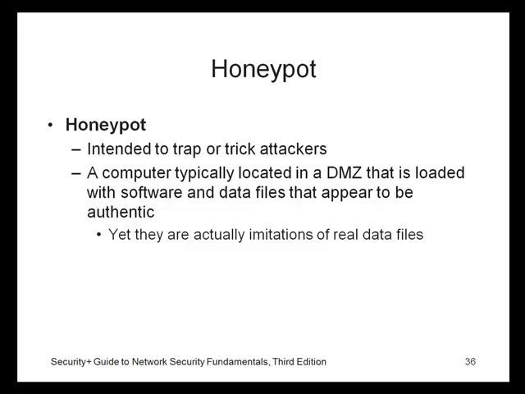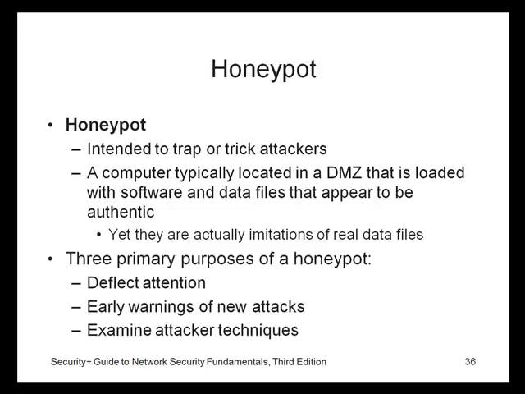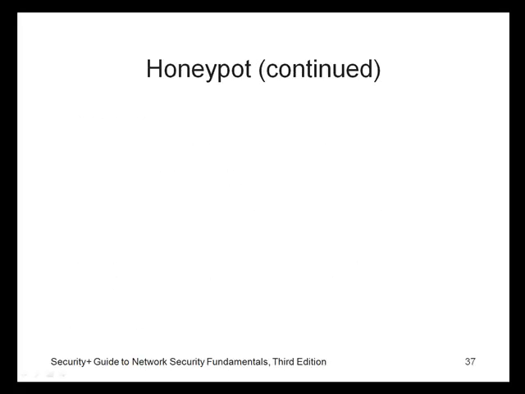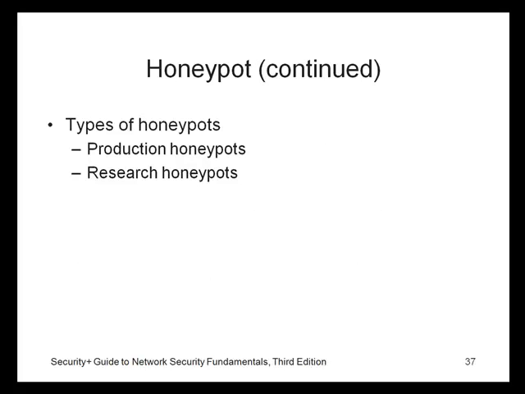Software and data files appear to be authentic. You can't make it too easy. Actual imitations of real data files are there. It makes it look like it's the real server. You want to either see what's happening, see if you can find out what the next attack is, or steer the attackers to this thing instead of to the server with the actual data files on it, which hopefully is going to be more secure. The purposes: deflect attention, early warnings, or examine attacker techniques.